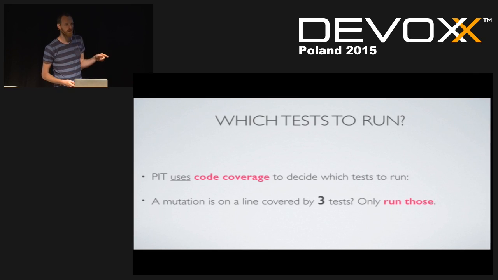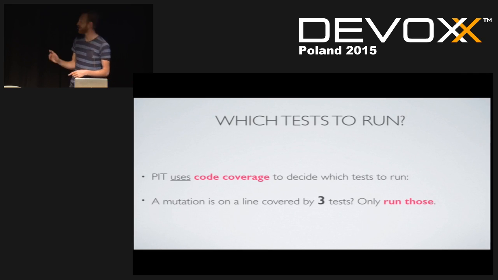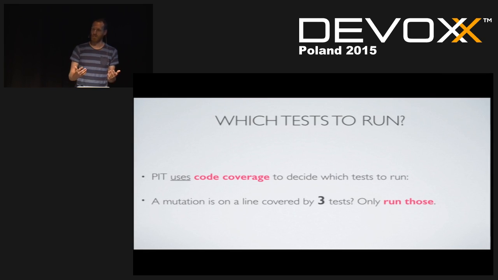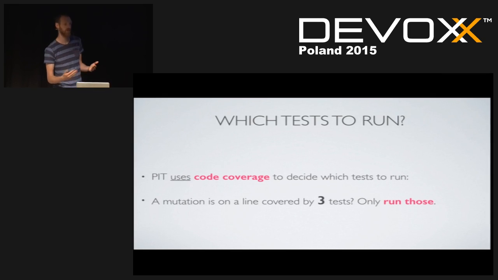First of all, PIT uses code coverage. I told you it was crap, but actually, it does have a purpose. For example, if you have a particular line in your code, do you need to run all the tests, or just the 3 tests that actually cover that line? So that's what PIT does. One time on your normal code, it runs the code coverage. It records for each line which test actually hit that line. Those are the only tests you need to run if you mutate that line. So that greatly increases the speed.